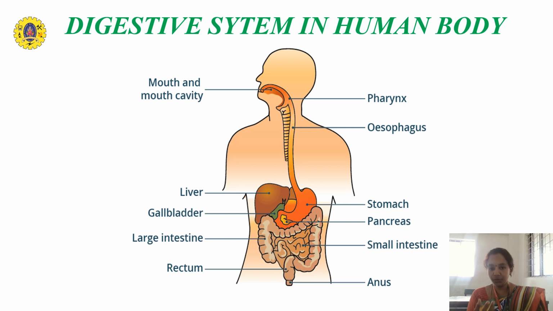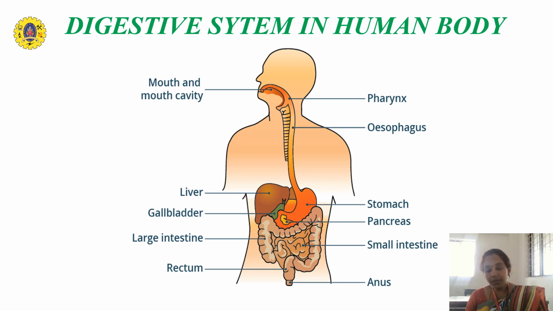We eat the food through the mouth, and inside the mouth we have the mouth cavity. In the mouth itself, we will be partially chewing the food, and the food particles will enter into the stomach. The main important parts of the digestive system would be the small intestine, large intestine, liver, gallbladder, stomach, and pancreas. So these are the important organs in the digestive system.